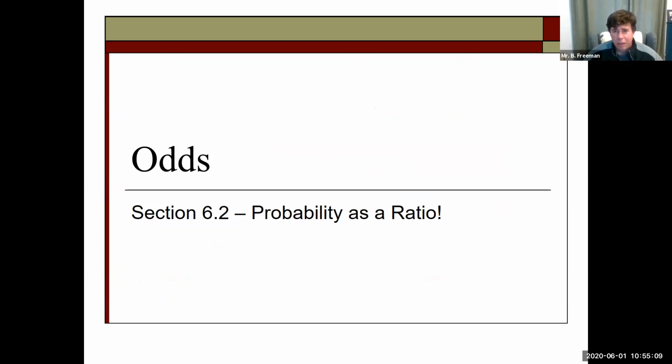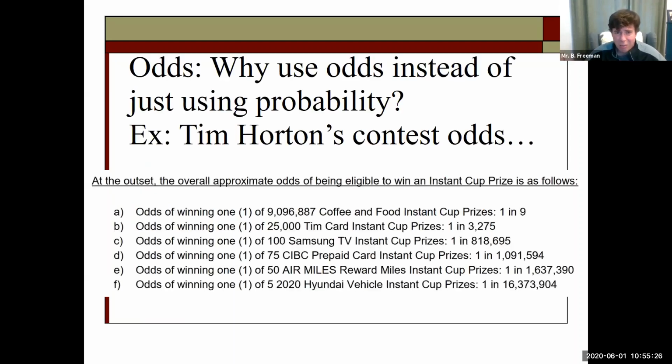We are looking at odds, which is a specific type of probability. It is continuing with the idea of probability being what you want over all possibilities. But now when we're dealing with odds, we write it as a ratio. And really the first good question that should be asked is why?